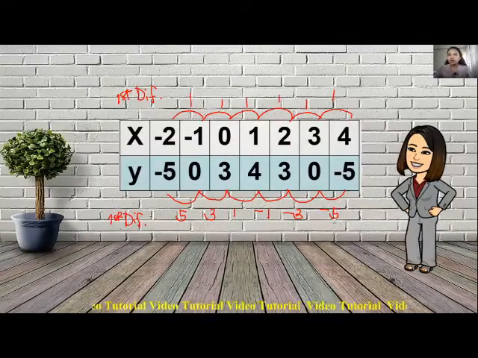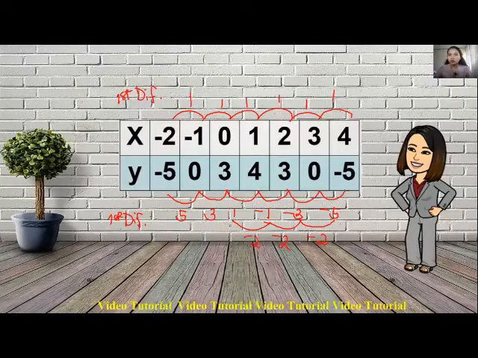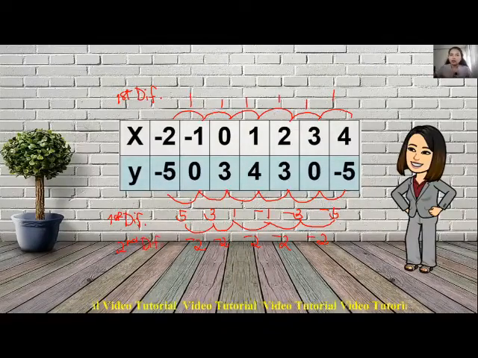So let's find the second differences. Negative 5 minus negative 3, we have negative 2. Negative 3 minus negative 1, negative 2 also. Negative 1 minus 1, negative 2. 1 minus 3, negative 2, as well as 3 minus 5, negative 2. So on the second differences, you can see that we got negative 2. So they are the same.